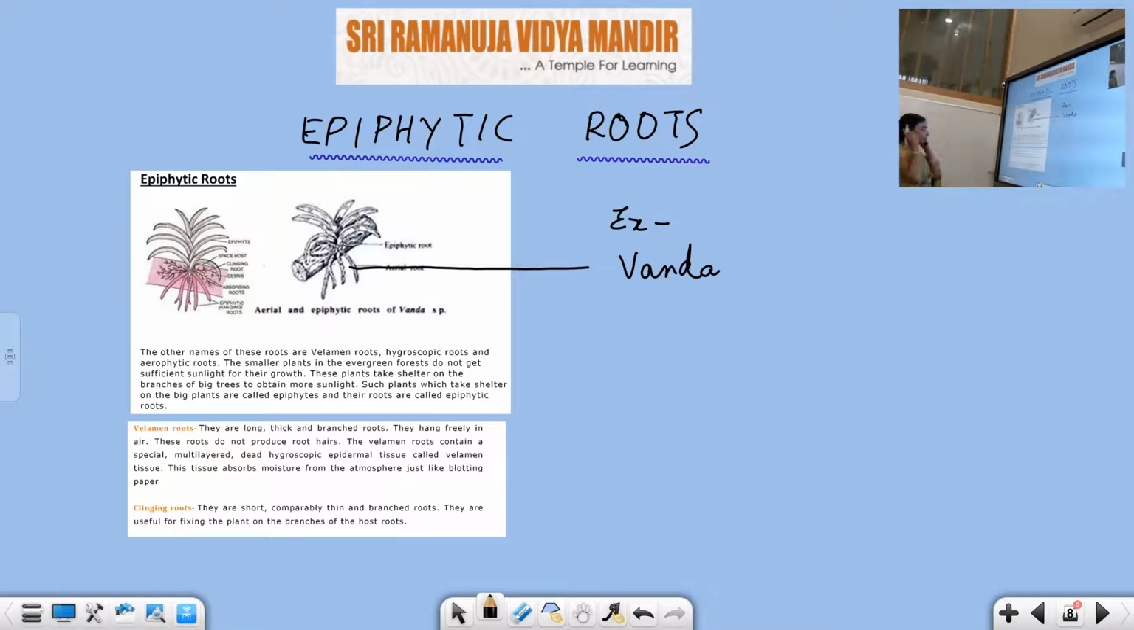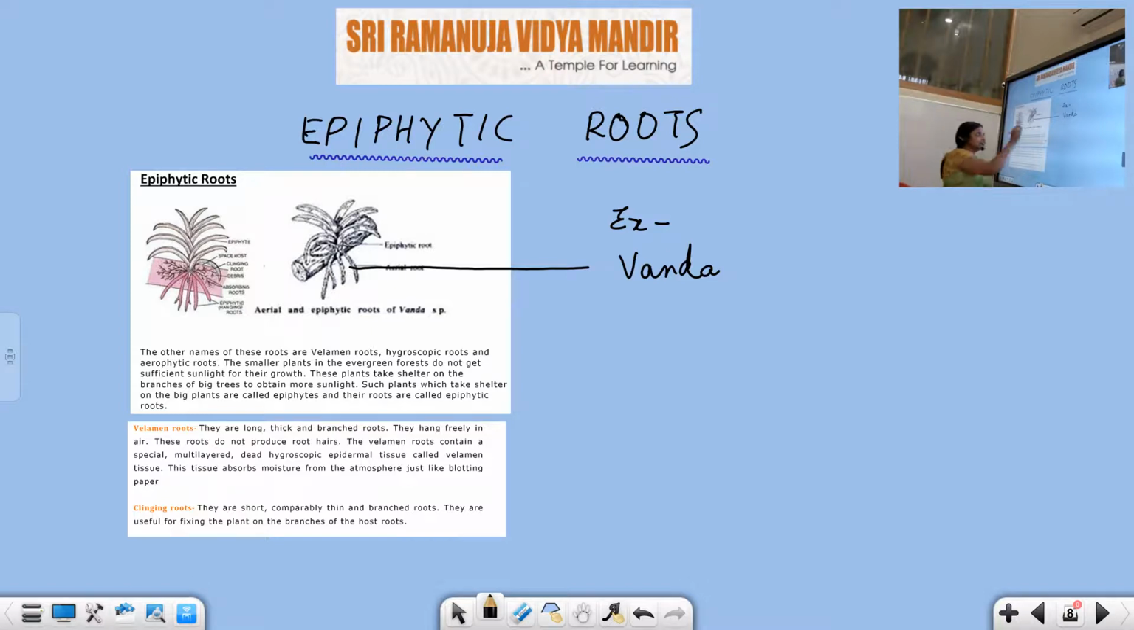The other name of this root is velamen roots, because they have a velamen root system. So epiphytic roots are also known as velamen roots. The smaller plants in evergreen forest do not get sufficient sunlight for their growth. These plants take shelter on the branches of big trees to obtain more sunlight. Such plants which take shelter on the big plants are called epiphytes, and their roots are called epiphytic roots.